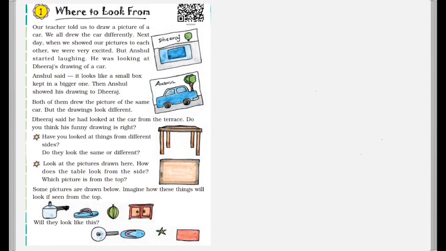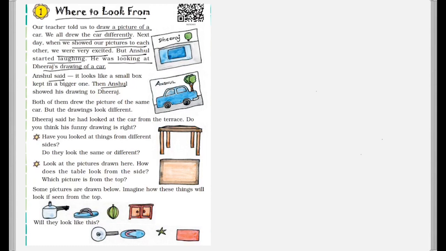So starting off with the chapter Where to Look From. Our teacher told us to draw a picture of a car. We all drew the car differently. Next day, when we showed our pictures to each other, we were very excited. But Anshul started laughing. He was looking at Dheeraj's drawing of a car. Anshul said, "It looks like a small box kept in a bigger one."